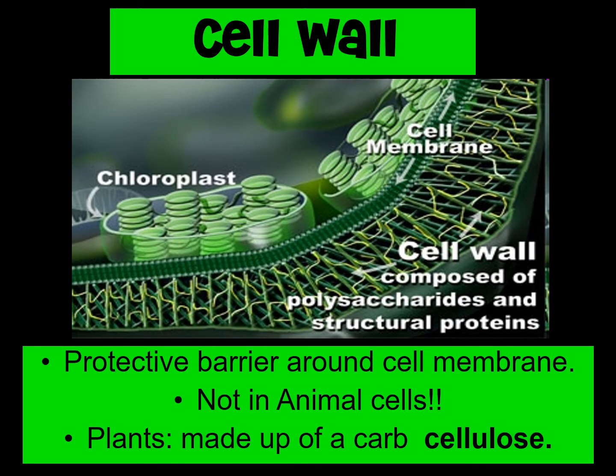Just like in prokaryotes, eukaryotes also can sometimes have a cell wall. Cell walls are only found in plants and fungi eukaryotic cells. Animals do not have cell walls.